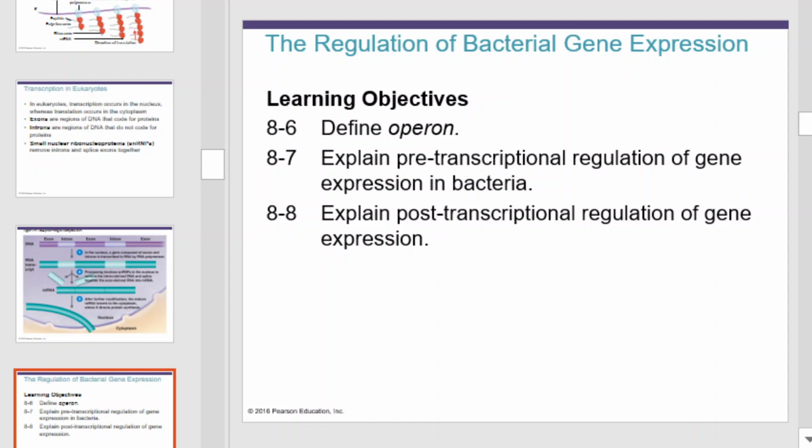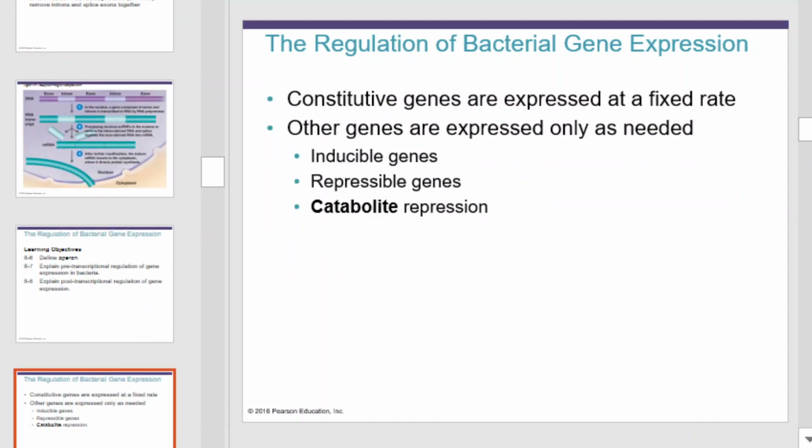Regulation of bacterial gene expression. Constitutive genes are expressed at a fixed rate. Other genes are expressed only as needed and are referred to as inducible genes and repressible genes. They can be controlled through catabolite repression.